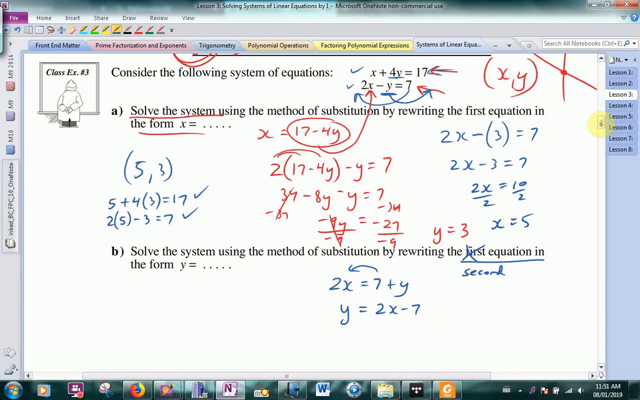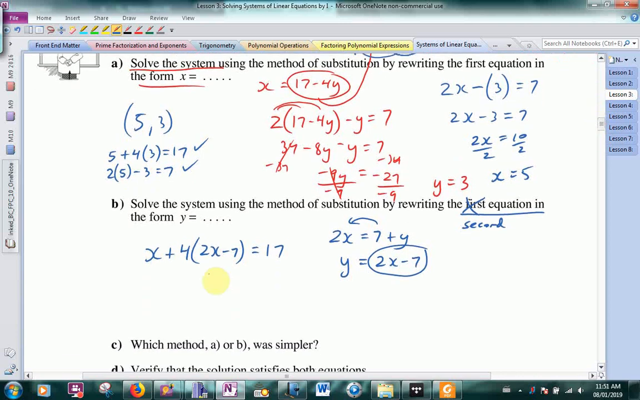Okay? Double check it first. Make sure it's correct, because if that's wrong, everything else is going to be wrong. But I've solved the second equation for y. I'm going to take this and substitute it in the first equation for y. X plus 4 times y, but y is 2x minus 7, okay? So again, x plus 4y equals 17. I'm going to solve that thing for x. That's the only variable in here.